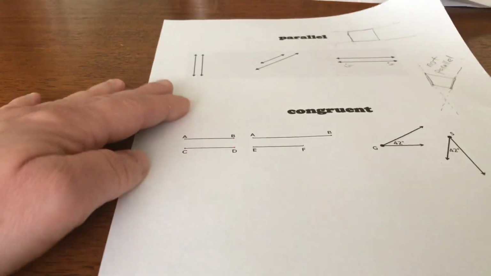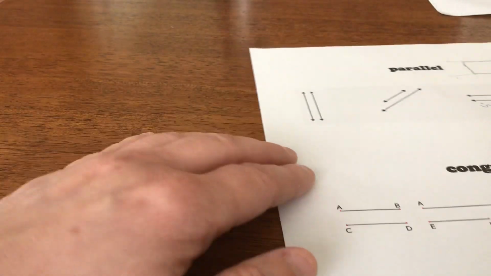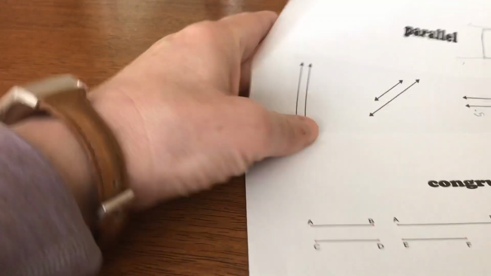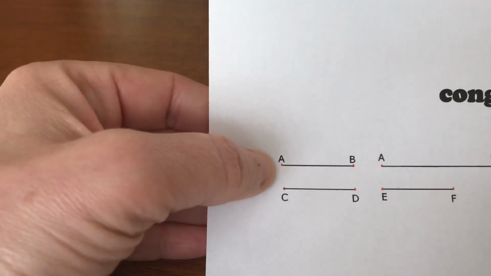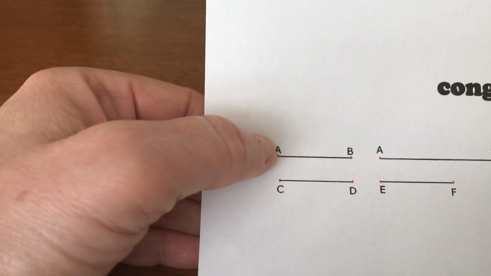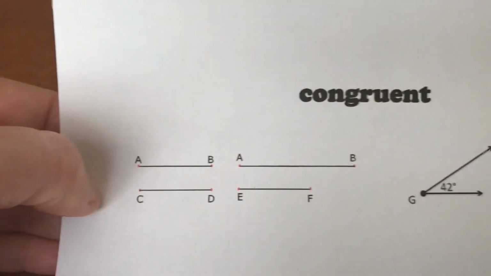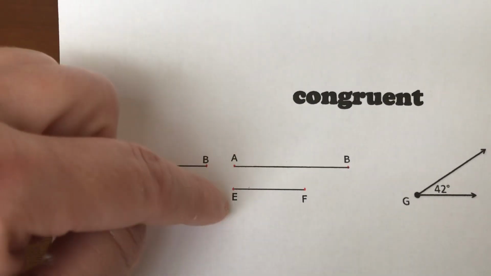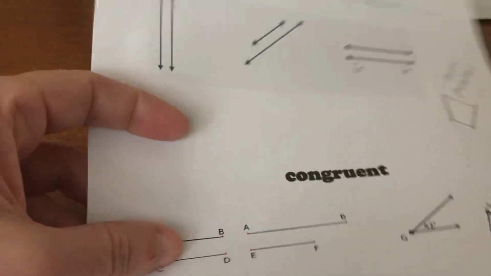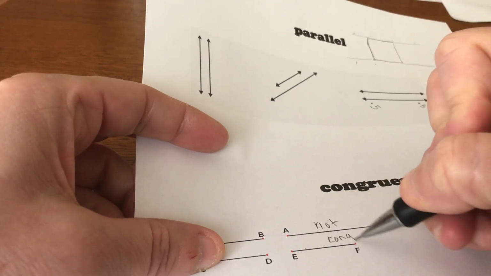Another term that you need to know is congruent. And congruent, I've been mentioning before, but just to remember, means of the same size. Same size. So right here, lines AB and CD, if you look at them, they're exactly the same length. They are congruent. The next set of lines here, AB and EF, they are not the same size, so they are not congruent.